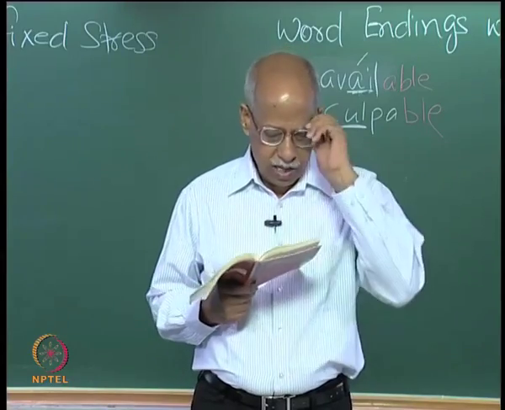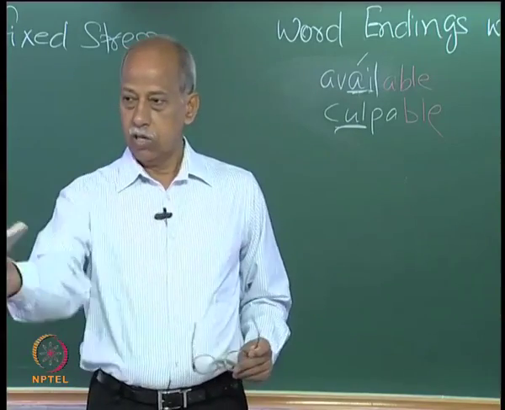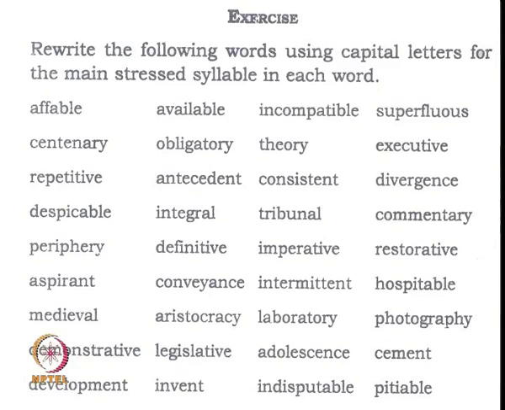Let's come to the exercise on page number 120, and I would like each of us to say one word aloud. Kiran, can we begin with you? First word? Yes. Next. Available. Next. Incompatible. Next. Behind you, please. Superfluous. Next. Centenary. Next. Obligatory. Next. Theory. Next. Executive. No, executive. Next. Repetitive. Next.